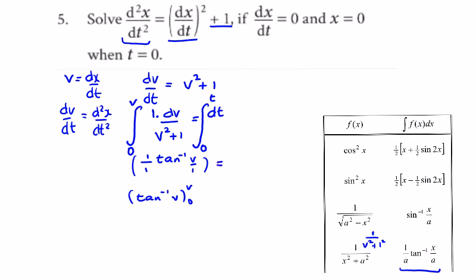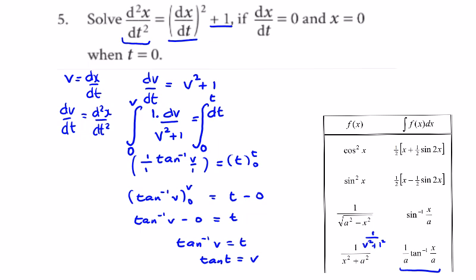We integrate dt, we get t between t and 0, so this will be t minus 0. So we get the inverse tan of v minus the inverse tan of 0, so just 0, is equal to t. So that means that inverse tan of v equals t. So the tan of the right hand side, the tan of t is equal to v.